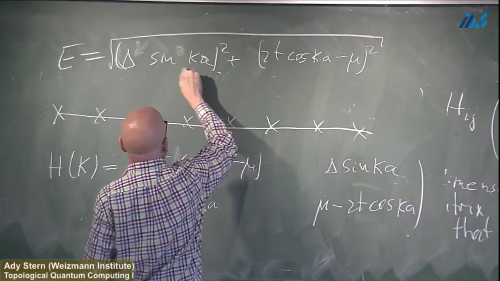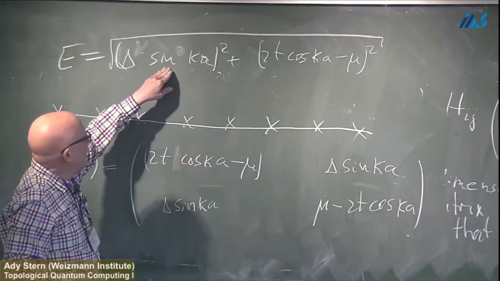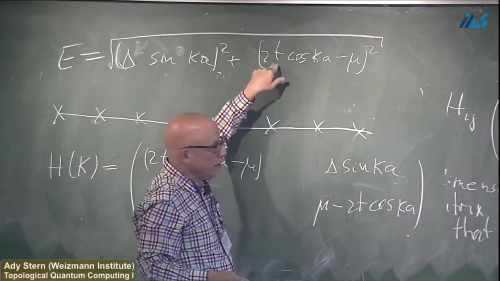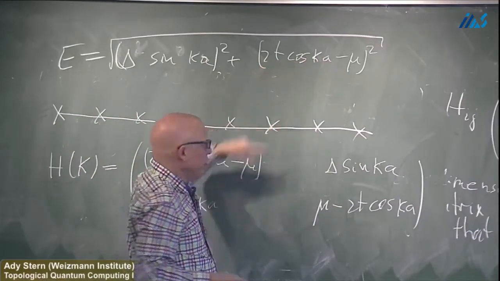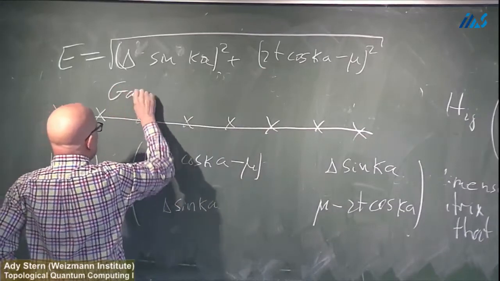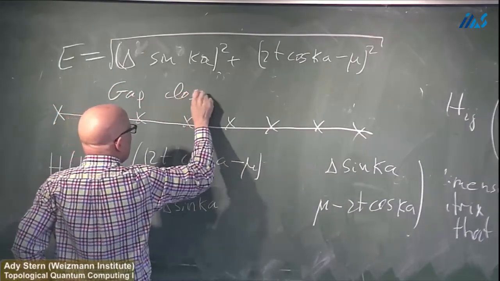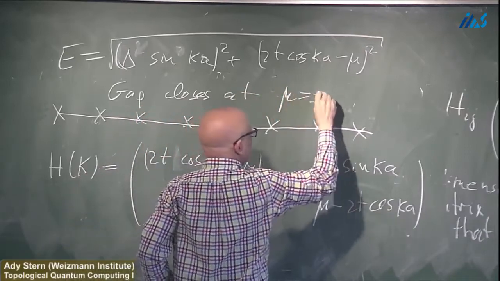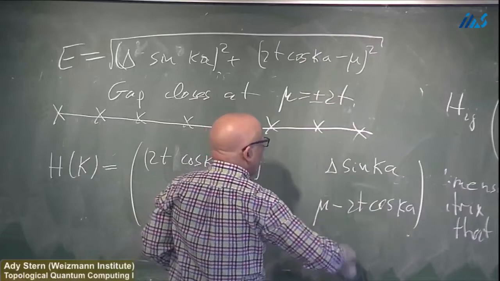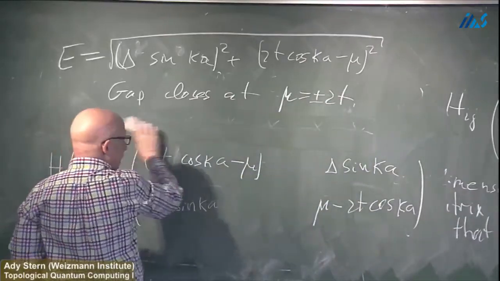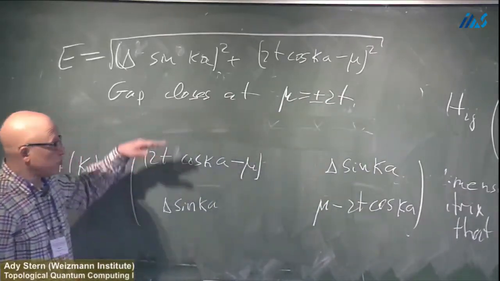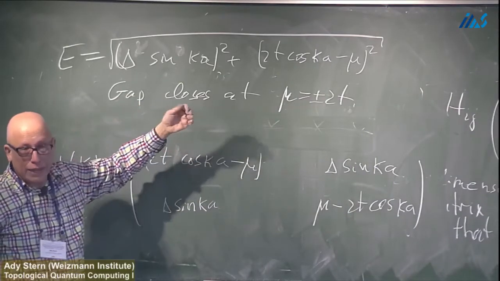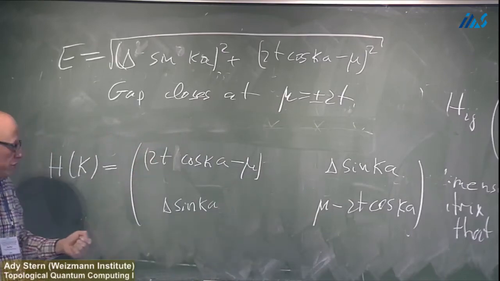Now, this can easily be made zero when k is zero, and this can be made zero only if mu is plus or minus 2t. So the gap closes at mu, which is either plus or minus 2t, which is just a point. So at any other value of the chemical potential, this will be a gapped system, and therefore stable with respect to its structure of zero energy solution.